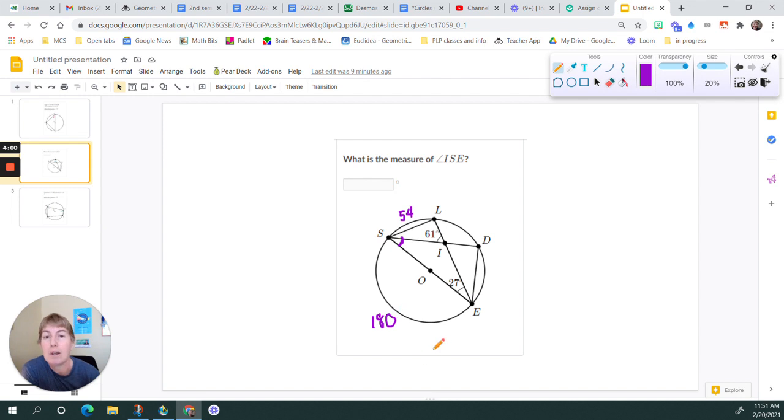So any inscribed angle giving me this arc is going to be half of the 180, or 90. And I can trace it back this way, and I can find out that angle L is 90. Or look at this, I can trace it back this way and find out that angle D is 90. So got 2 for the price of 1 there. Not doing too bad.